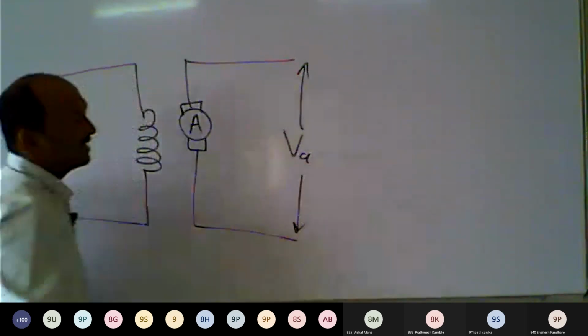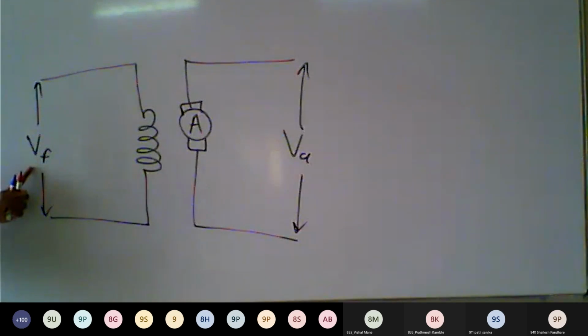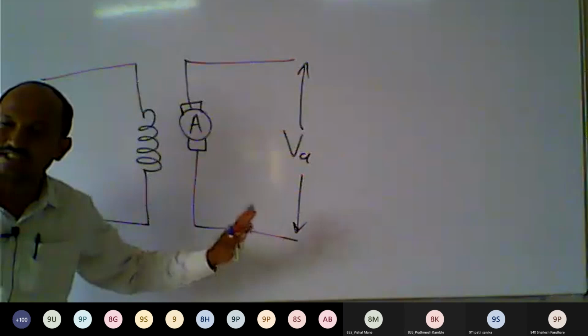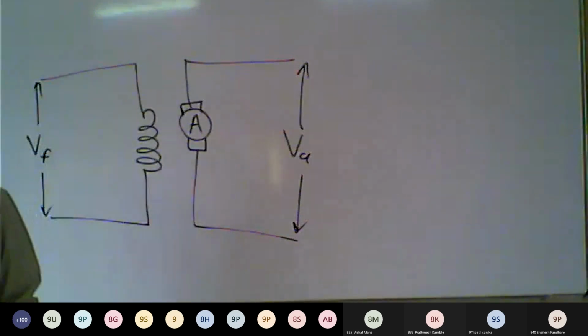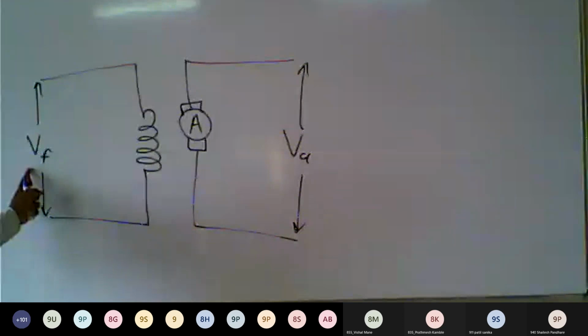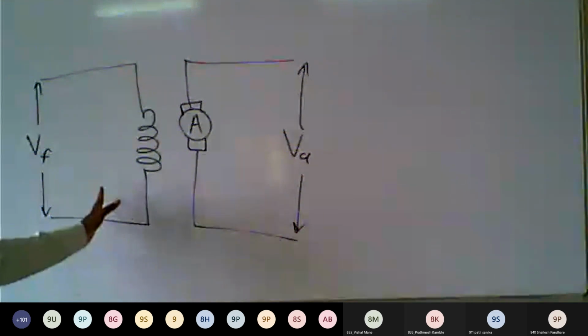Here two voltage sources are connected. One is connected to the field winding and the second voltage source is connected to the armature winding. So this is the type of separately excited DC motor. The field is excited by a separate voltage source, so this is called a separately excited DC motor. This is the symbol of a separately excited DC motor.